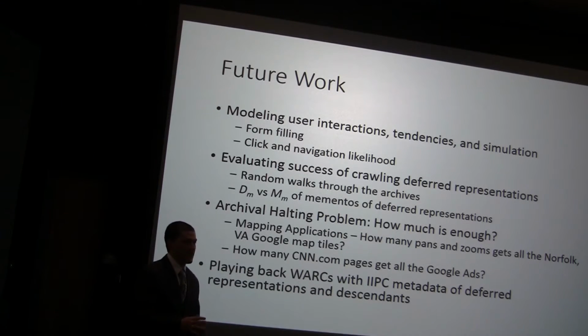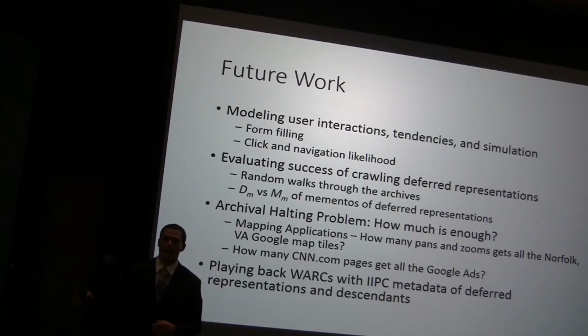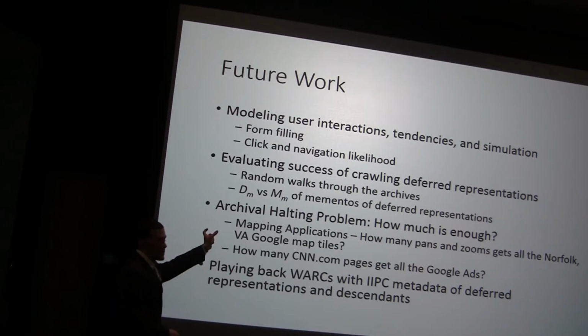We also want to understand, after doing that, what is going to be the end result of not only the quality but also the completeness of the archives as a result of our two-tiered crawling approach. And we want to use, again, our D sub m and M sub m metrics in order to measure this.